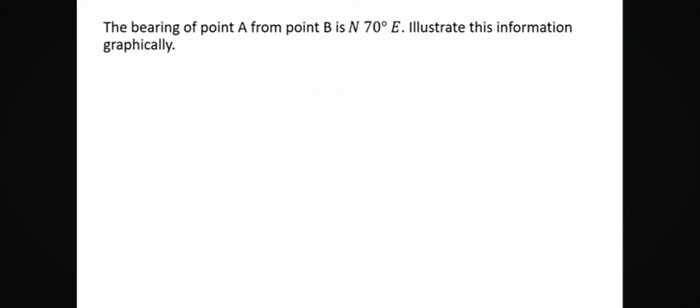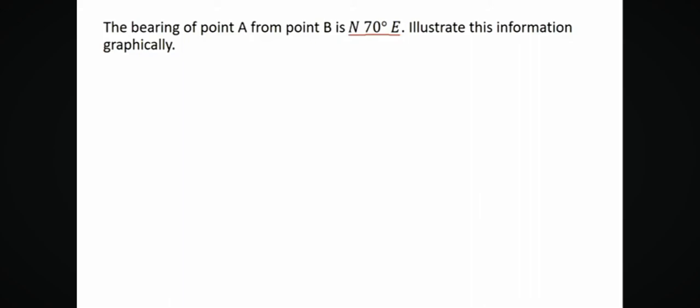The bearing of point A from point B is north 70 degrees east. Illustrate this information graphically. So we are supposed to illustrate this compass bearing on a diagram. In the previous video, we learned that this is an example of a compass bearing. The question is telling us to represent the bearing of point A from point B.